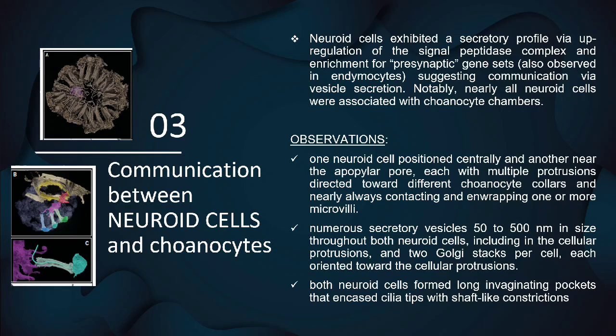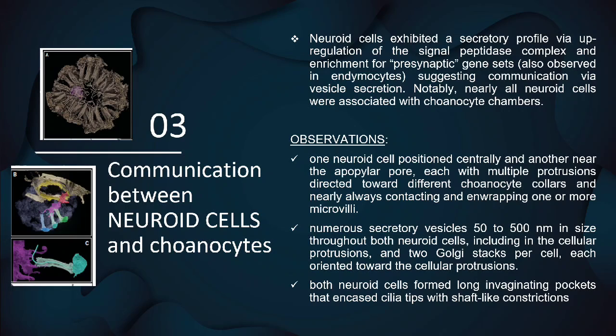Communication between neuroid cells and guanocytes. Neuroid cells exhibited a secretory profile via upregulation of the signal peptidase complex and enrichment for presynaptic gene sets, also observed in endemocytes, suggesting communication via vesicle secretion. Notably, nearly all neuroid cells were associated with guanocyte chambers, with most chambers containing at least one neuroid cell in the middle of the chamber or in its lining.